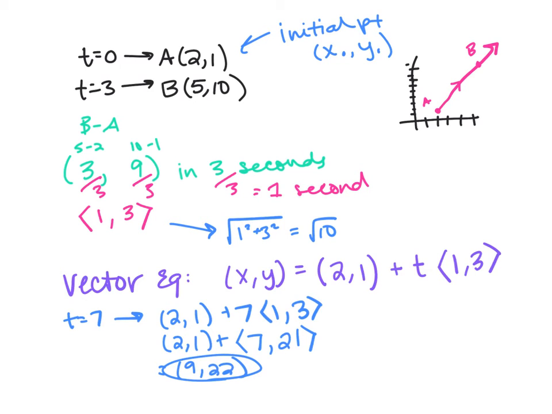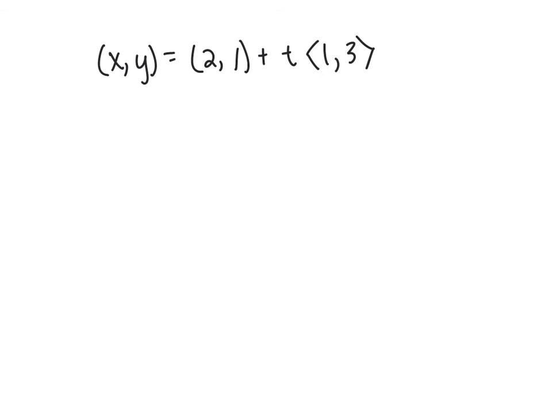Okay, this last piece now brings us back to parametric equations. So let me switch slides so we have some space and rewrite this equation. Okay, so this piece is just a matter of separating it out. So if we want to write it as parametric equations, we can write x is equal to 2 plus 1 times t, so 2 plus t. And then y is equal to 1 plus 3t.